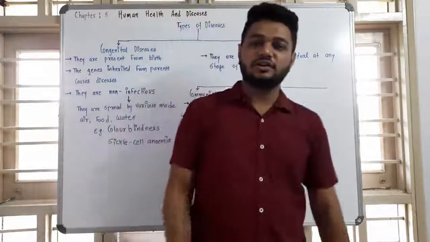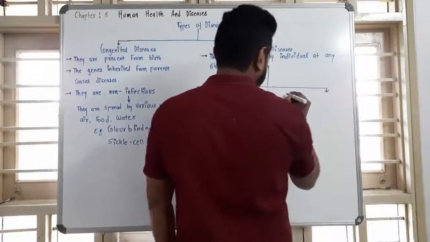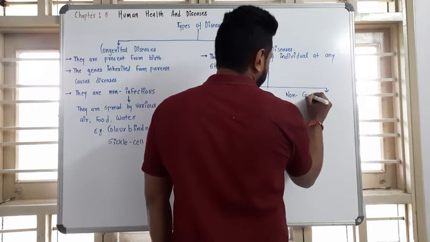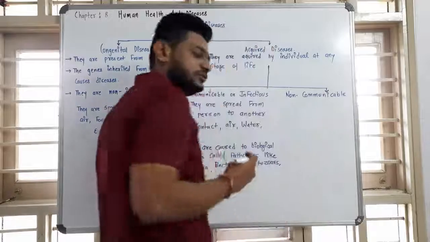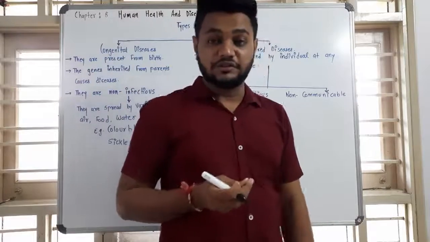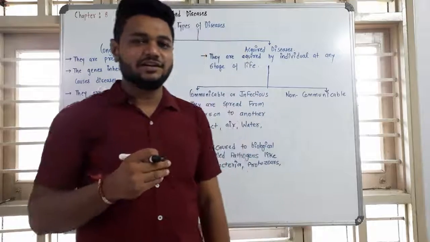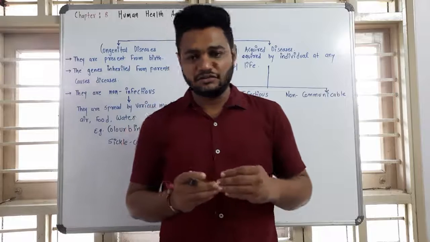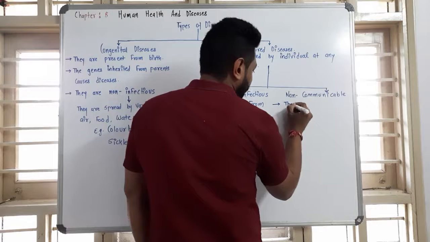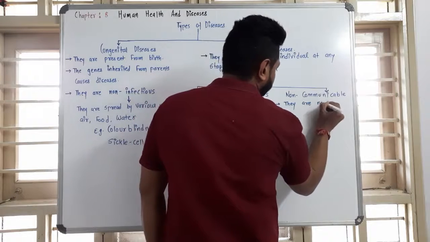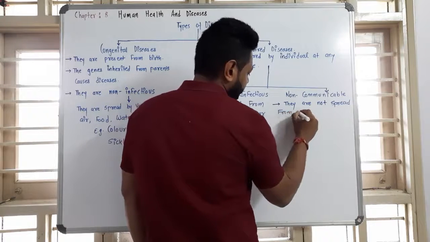Next one is non-communicable or non-infectious diseases. Non-communicable diseases do not spread from one person to another person. They are generally confined within the person. So basically this type of disease does not get spread from one person to another.